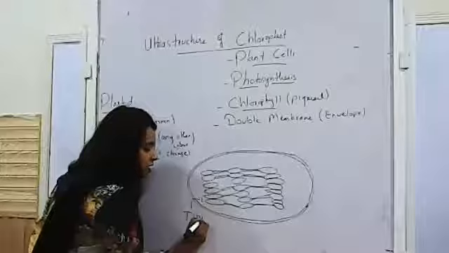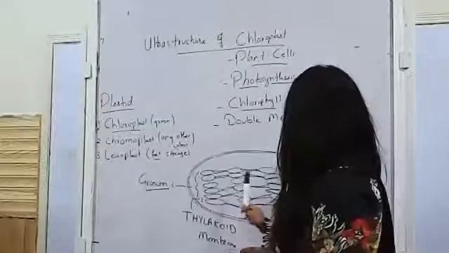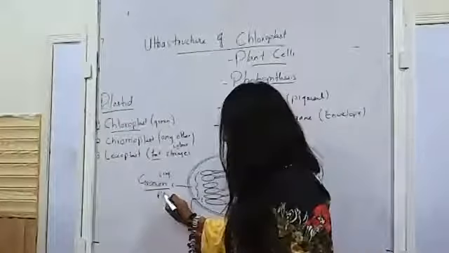This entire stack of thylakoid membranes is called a granum. Singular granum, and the plural is grana. So a chloroplast has many grana in it, right? And the grana are made up of what? Thylakoid membranes. A single rounded structure is called a thylakoid membrane.